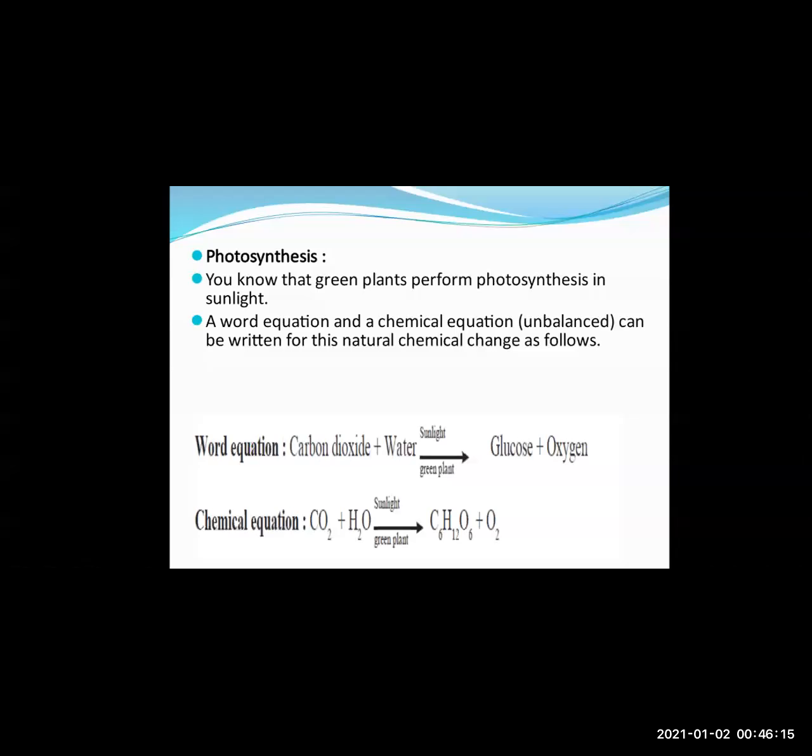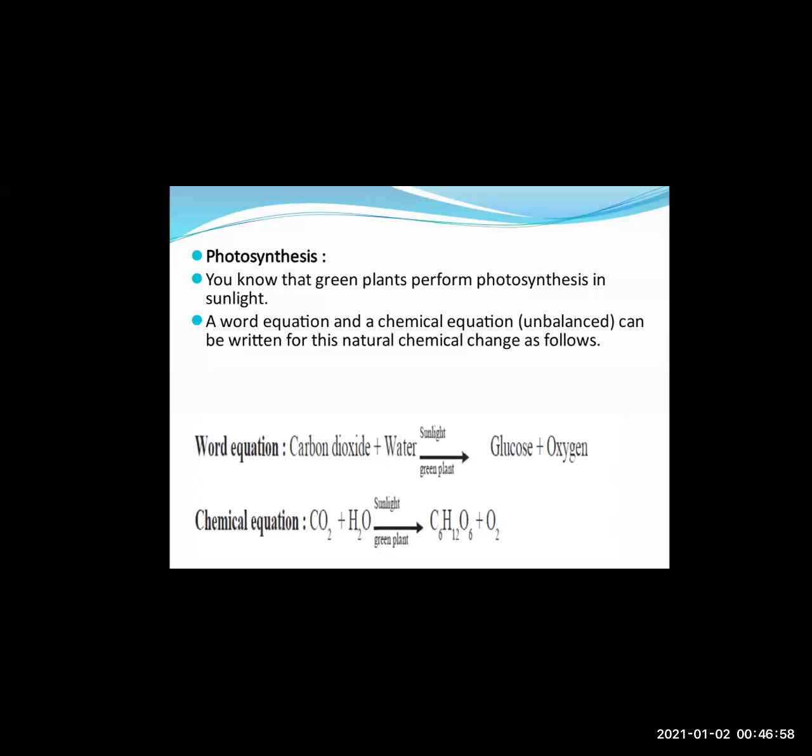Exactly the opposite of respiration is happening in photosynthesis. In respiration, what have we studied? We have studied that glucose plus oxygen react, and we get carbon dioxide and water as the product. But here, when carbon dioxide reacts with water in the presence of sunlight, what is produced? Glucose and oxygen. That is CO2 plus H2O in the presence of sunlight.